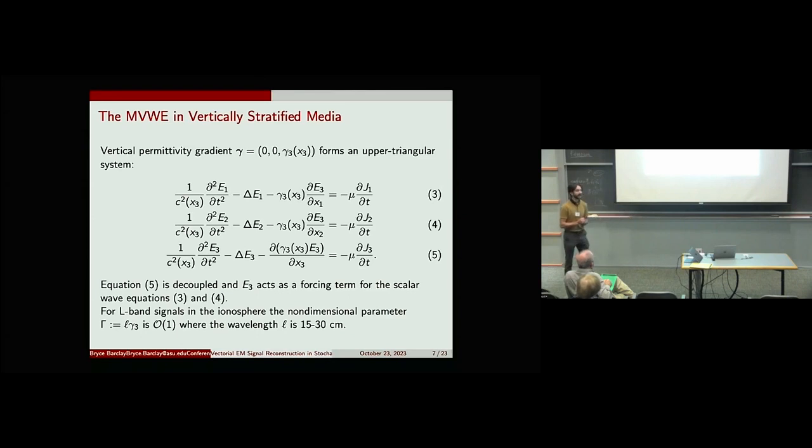So then here's an example of that in more detail. We can look at just the case of a stratified medium. So this means the permittivity or the refractive index only depends on the x direction. In this case, I'll consider vertical stratification. That means that this gamma parameter is only non-zero in the third component, and that decouples the last component of our equation, the Maxwell vector wave equation, equation five here, and that can be solved separately from the first two equations. So that equation is different from just the standard wave equation with the Laplace operator. So you can solve that, and then this E3 component can be plugged into equations three and four as a forcing term for now just standard wave equations.